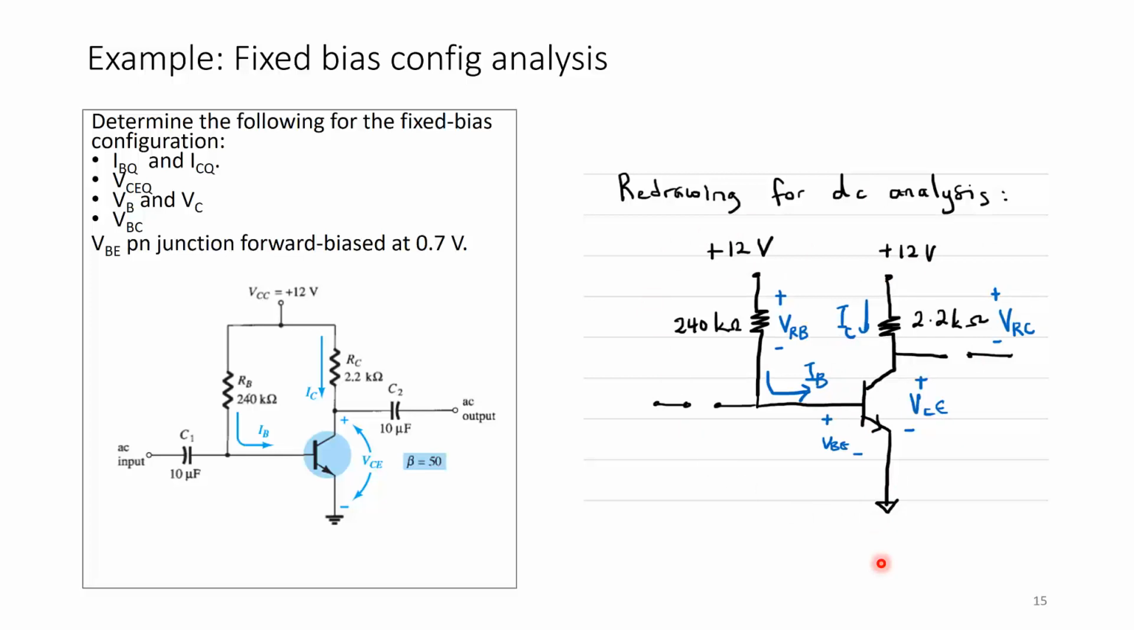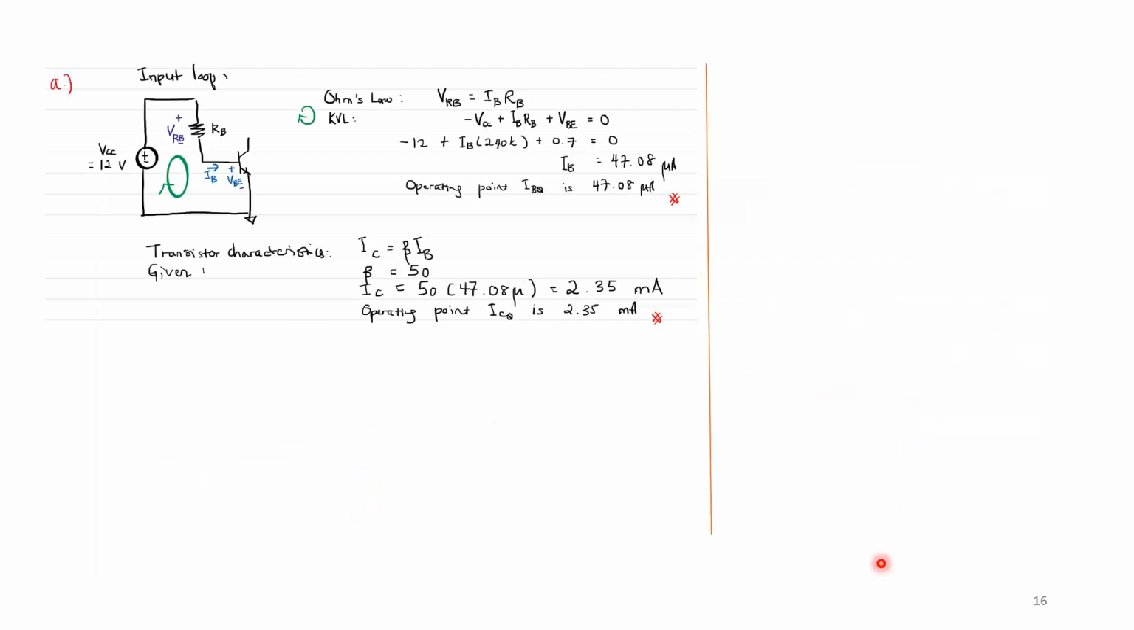So having drawn for the DC analysis, I shall next do the input loop. From the input loop, I do Ohm's law and I get this expression for IB, and I get IB's value to be 47.08 microamps. And from the transistor characteristics, where beta is equal to 50, I find IC to be equal to 50 times 47.08 microamps, which is 2.35 milliamps.